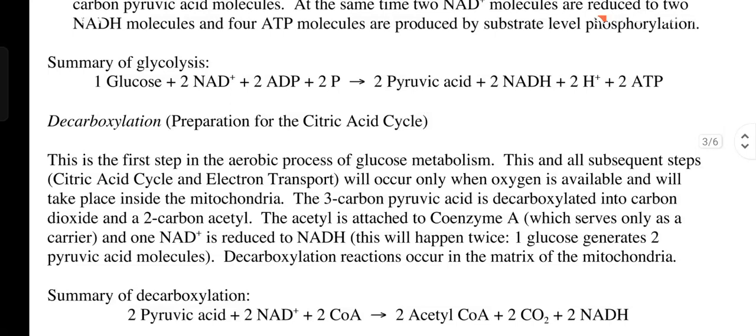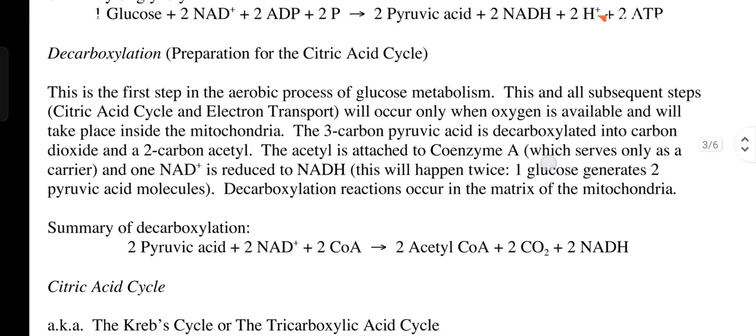Summary of glycolysis: 1 glucose plus 2 NAD positive plus 2 ADP plus 2 P equals 2 pyruvic acid plus 2 NADH plus 2 H positive plus 2 ATP.